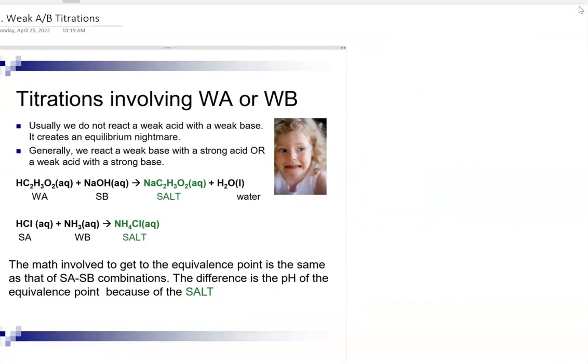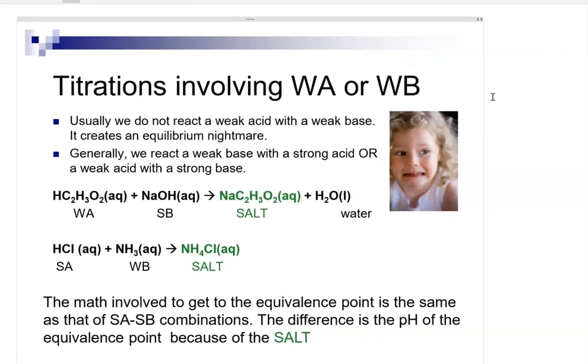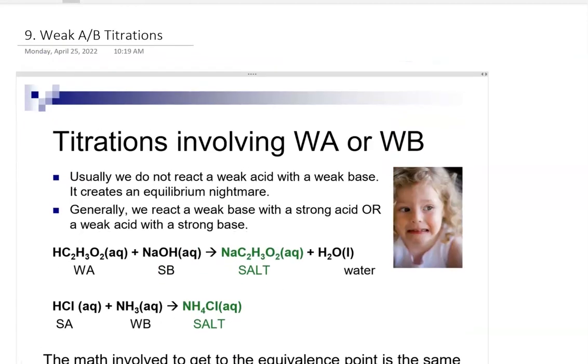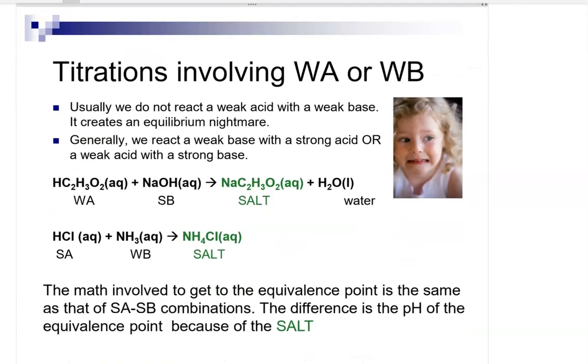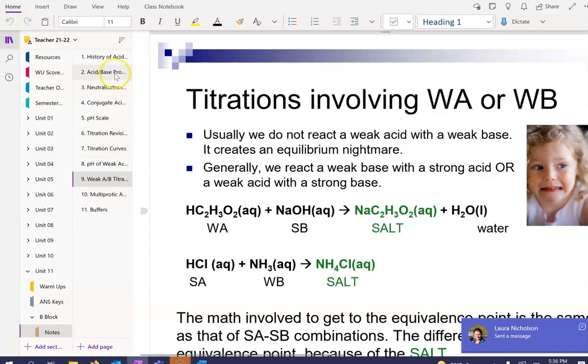All right, guys, we've got a big set of notes here. Number 9, the weak acid-base titration. So we've talked about weak acids and bases. We talked about their original definitions. Where did we talk about that?